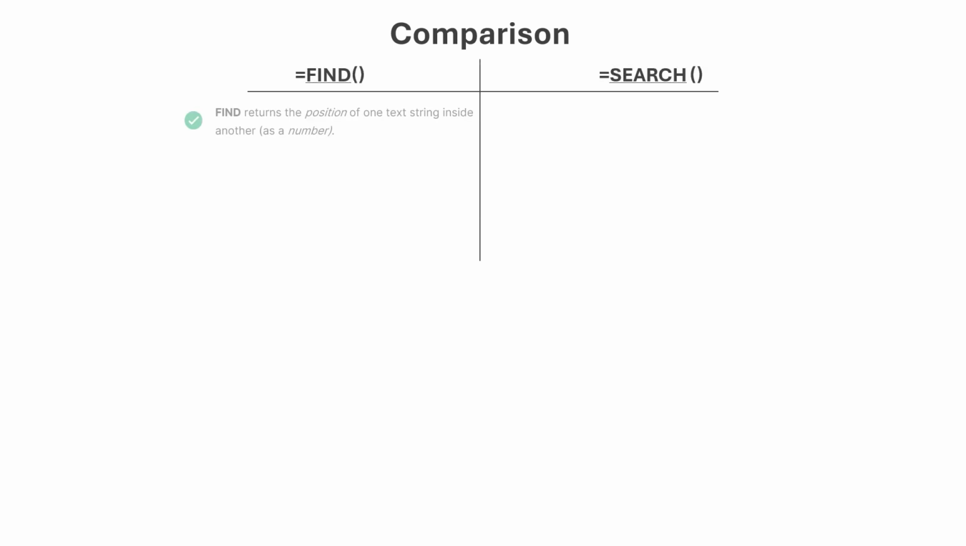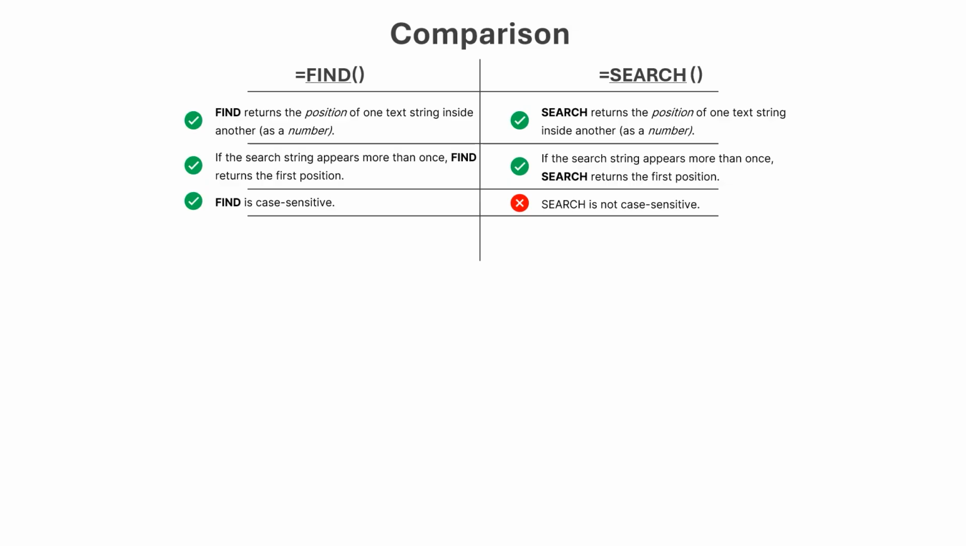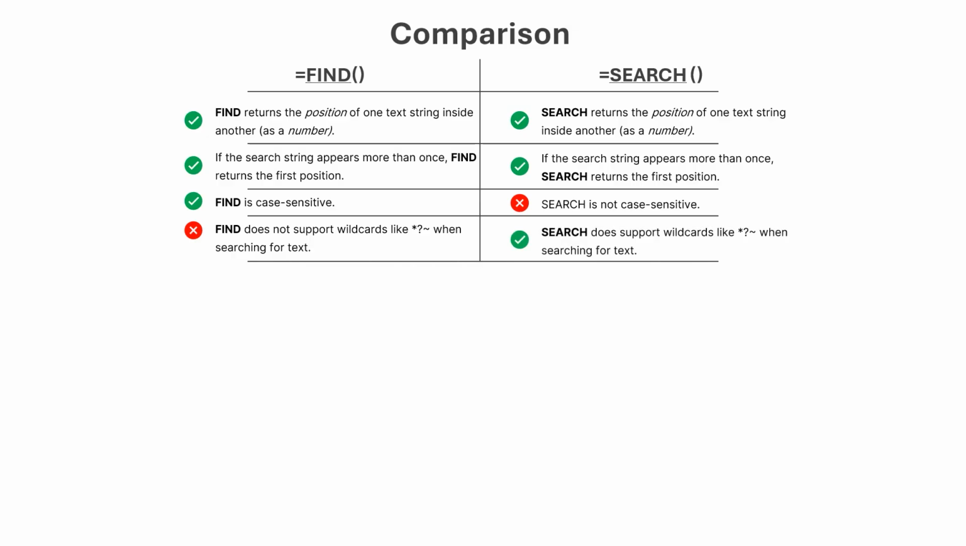All these four functions are very useful, so it is better to compare them in pairs and understand when to use which function. Let's start with find and search. Both functions are almost same, but find is case sensitive while search is not case sensitive. Also, find does not support wildcards when searching for a substring, while search supports the wildcards.